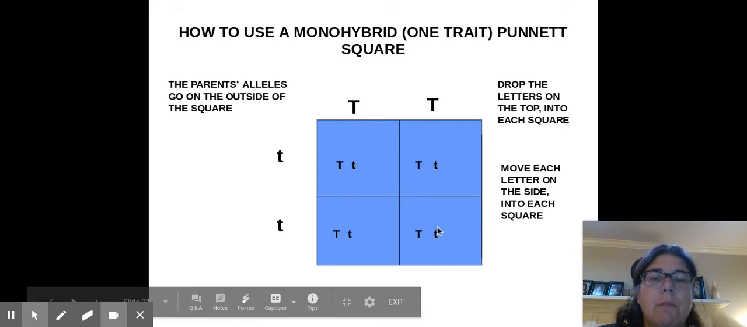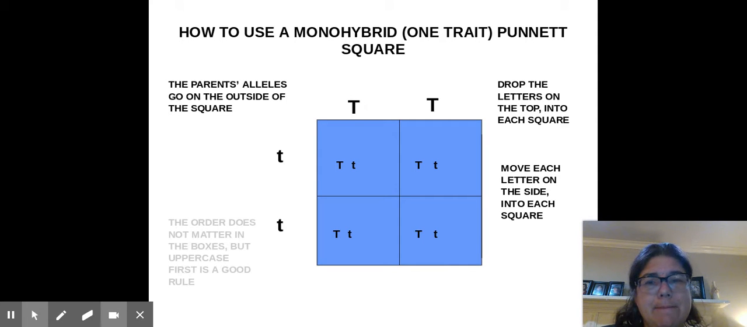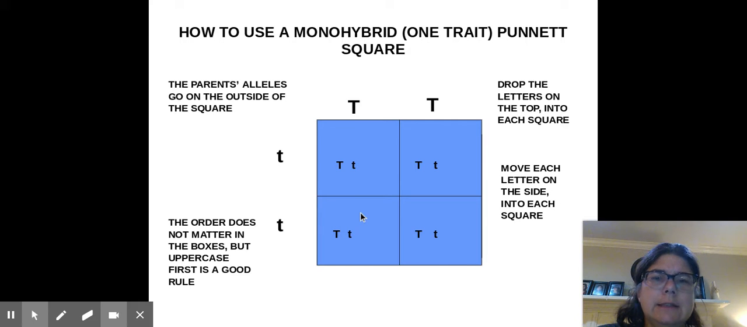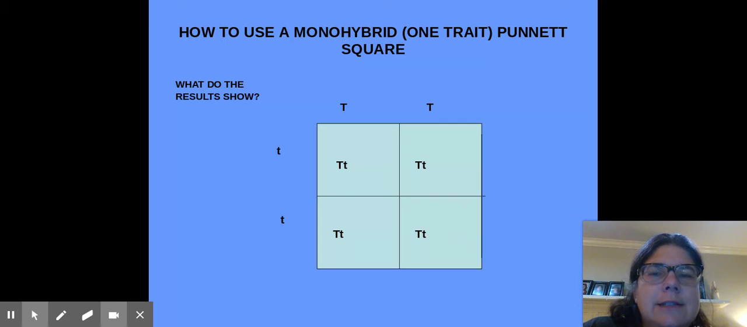Now, there are 4 possibilities here. 4 possibilities, 4 squares. Keep that in mind. The order does not matter when you drag them into the boxes, but the rule of thumb is that the capitals always go first. If you put a capital second, I'm not going to be upset or anything like that, because we're practicing. But good convention states that the capital is first. So now we've created the square. Now we're going to analyze it and figure out what it actually means.